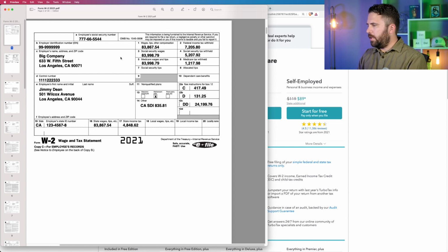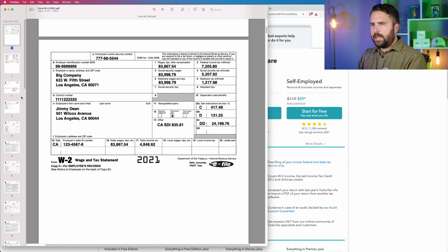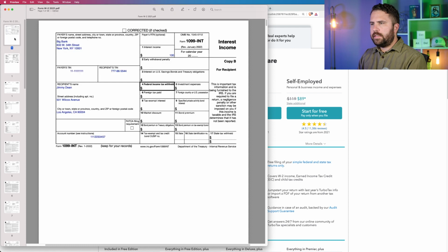Right? This is what you'd get from your employer if you are employed. I'm going to show you how to do that in TurboTax. We've got a 1099 interest that wants to go to page 1, $100 of interest income.